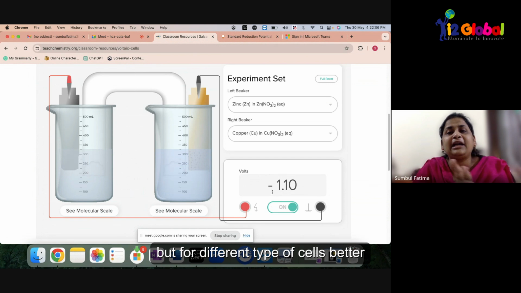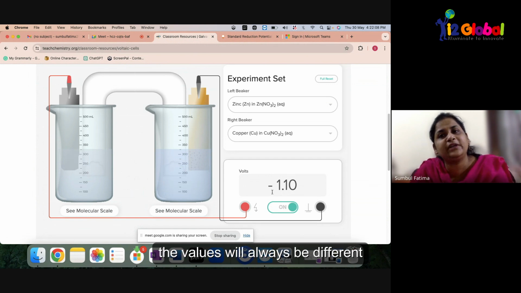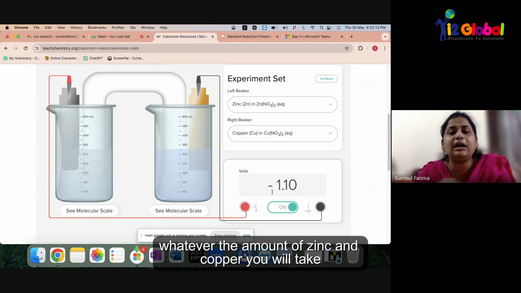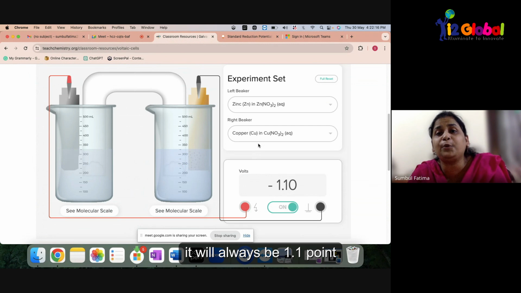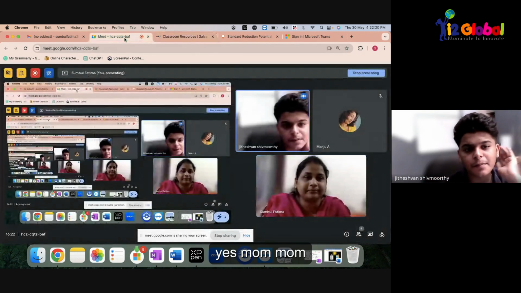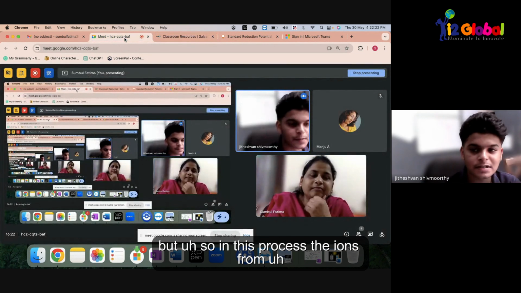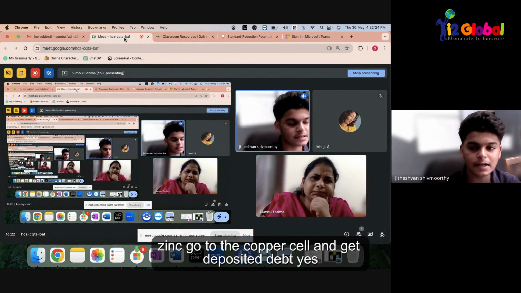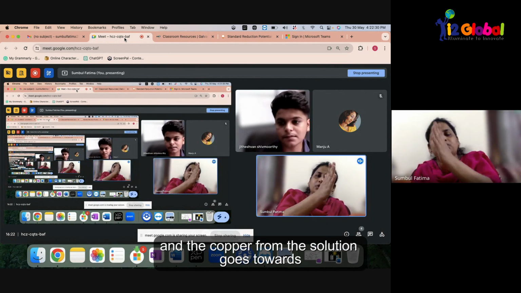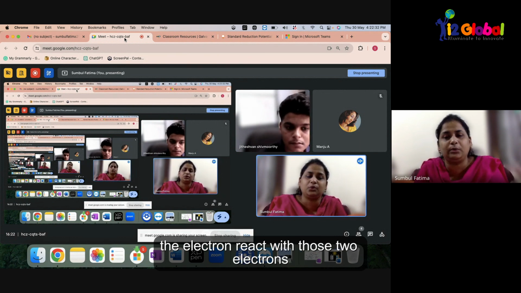But for different types of cells, beta, the values will always be different, and that will be a constant value. Whatever the amount of zinc and copper you take, it will always be 1.1 volt. Is this okay? Yes, ma'am. But in this process, the ions from zinc go to the copper side and get deposited there. Yes. And the copper from the solution goes towards the electrode and reacts with those two electrons.